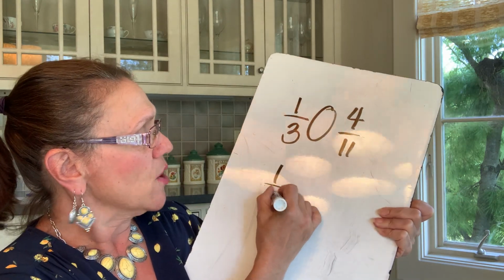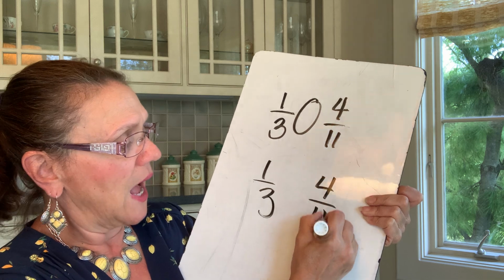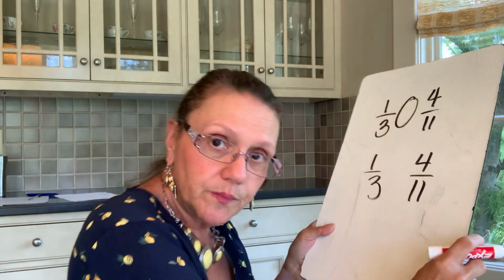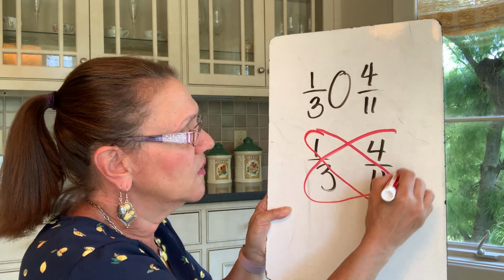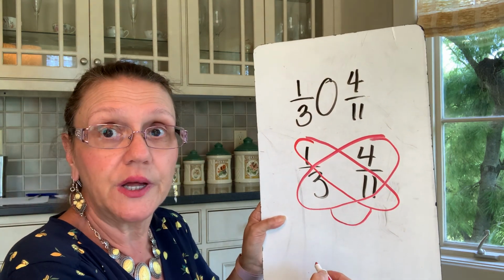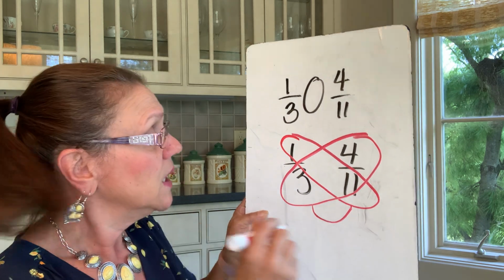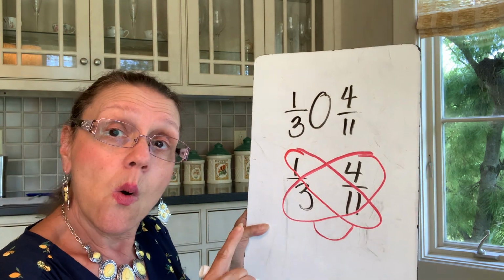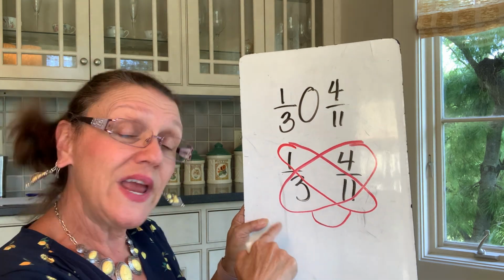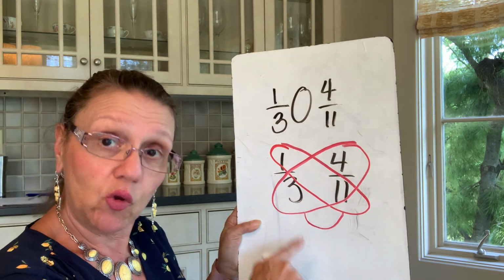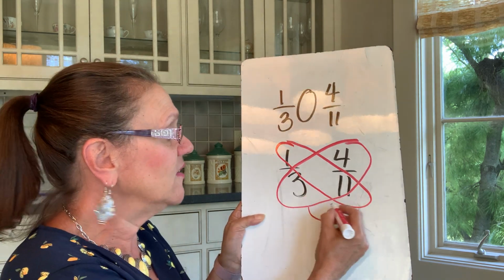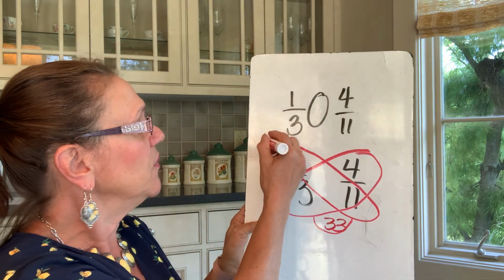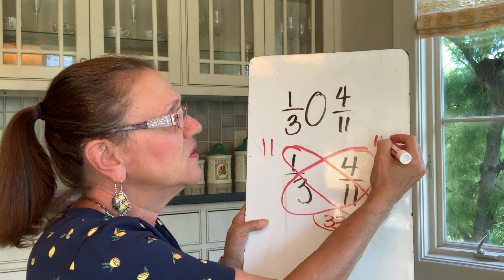Now, you may recall that the butterfly, first thing you have to do is draw your butterfly, which is very cool. So you draw your wings like this. You draw the butt. Don't forget the butt. The butt is very, very important. And now you multiply across the wings and across the butt. When you multiply the butt, you're actually finding a common denominator. So 3 times 11 is 33. 11 times 1 is 11. 4 times 3 is 12.